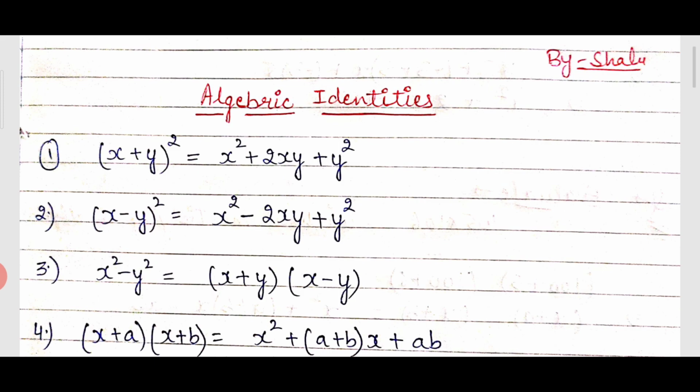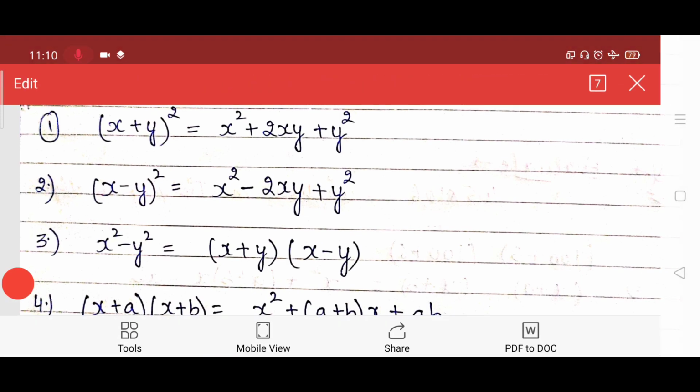Now moving on to the next topic, that is algebraic identities. These are some identities which you have to apply in solving the questions, which will make your multiplication much easier. So the first identity is (x plus y) whole square. If you solve (x plus y) into (x plus y), what will you get? You will get x square plus 2xy plus y square.